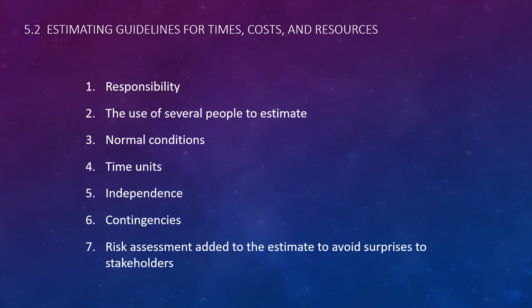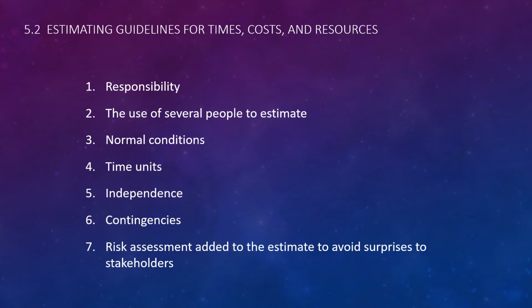Estimating guidelines for time, cost, and resources. So who's responsible? The use of several people to estimate. Having multiple viewpoints of what's going on, you can have a better blended view. And hopefully if somebody is padding and somebody's being aggressive, we can meet in the middle and get an idea. And when we talk about methods for that, we're going to go to a scorecard approach. Are we using normal conditions, timing units, independence? How independent are the guidelines that are being used to estimate the project, and what else is going on?